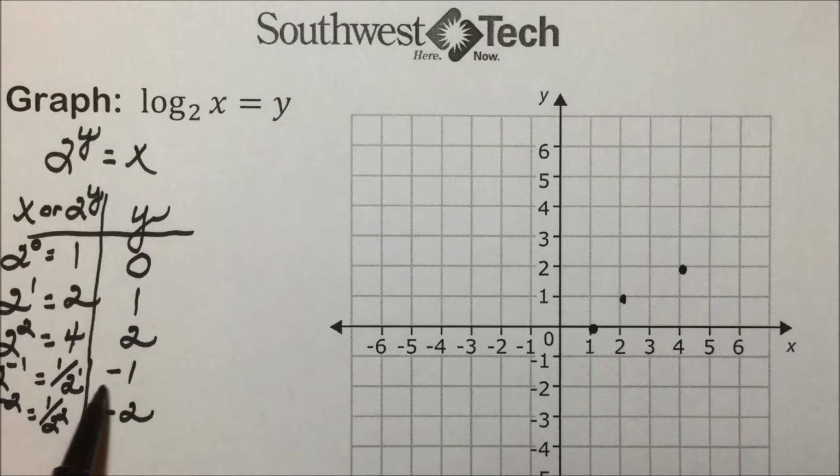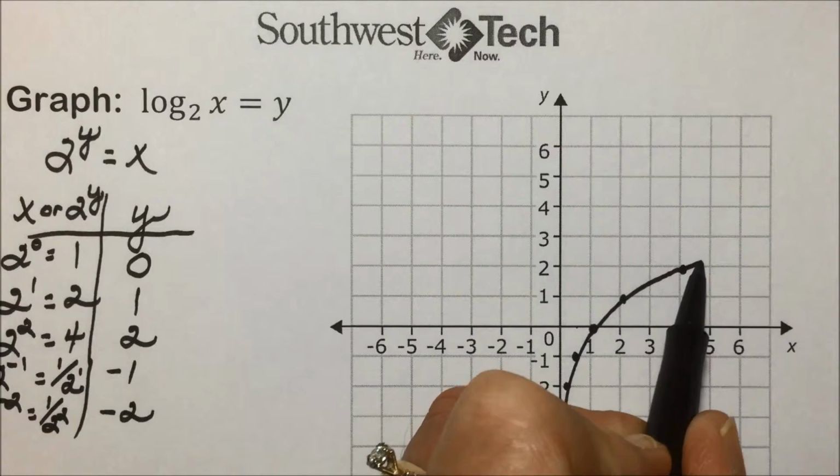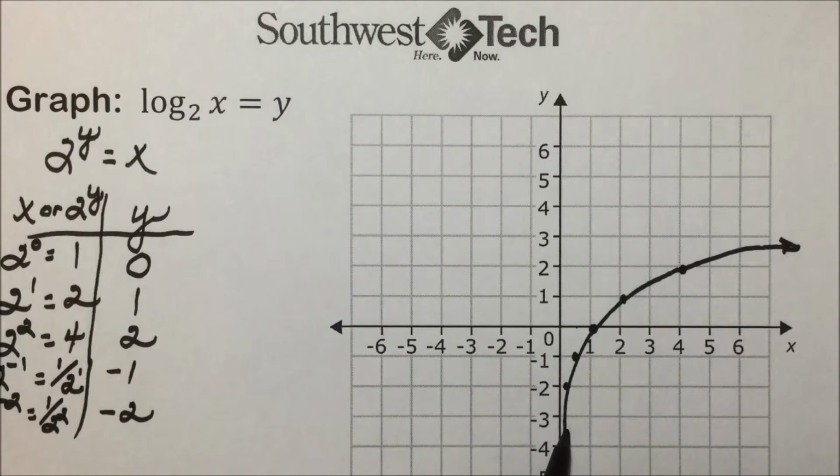We're going to plot the point 1/2, negative 1. So halfway and negative 1. We had 1/4 when we simplified here is negative 2, so 1/4 is negative 2. And if we connect those points with a smooth curve, we've seen something very similar to this earlier.